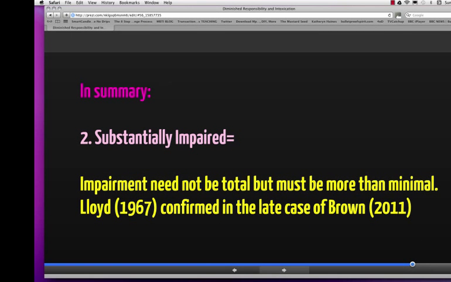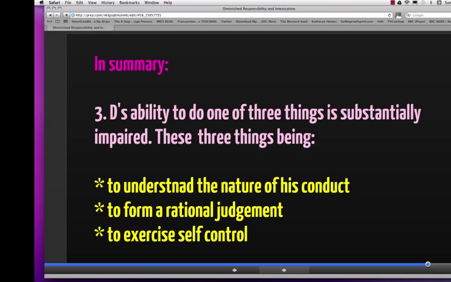Substantially impaired: impairment need not be total but must be more than minimal. Lloyd, 1967, confirmed in the later case of Brown, 2011. The defendant's ability to do one of three things.